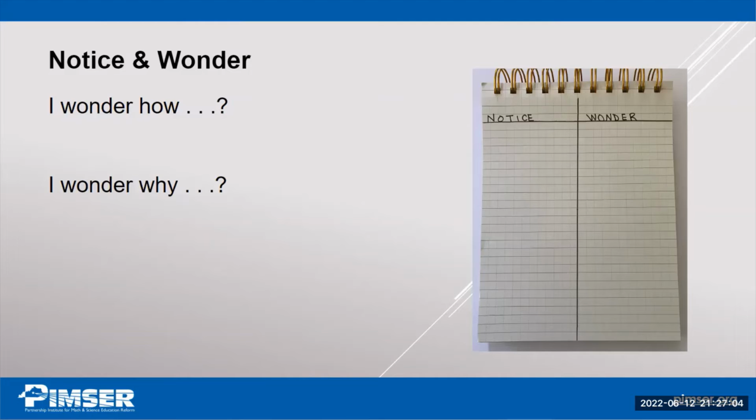Now let's look at the right side of the chart. Label it Wonder. Let's use a couple of the stems from the pie pan demo example. I wonder how and I wonder why. Add questions about what you noticed in the sunset image. You may want to pause the video for a moment while you do this.